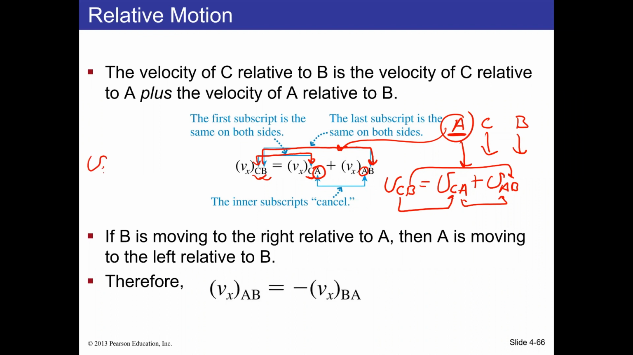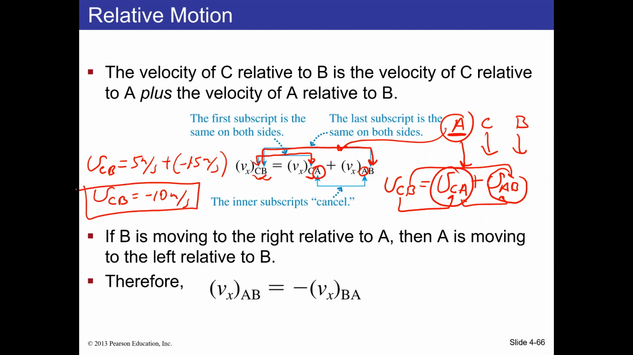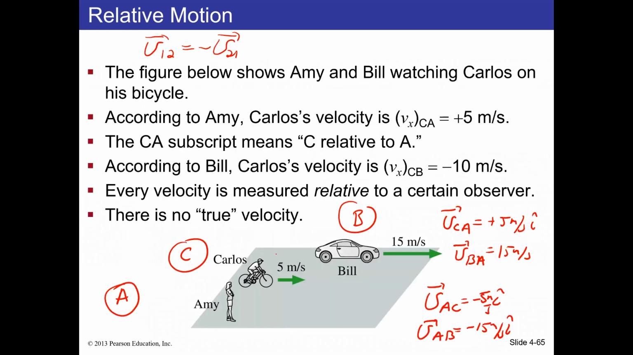So velocity of Carlos relative to Bill equals velocity of Carlos relative to Emmy, which we assume to be 5 meters per second, then plus velocity of Emmy relative to Bill, which remember was negative 15 meters per second. So then velocity of Carlos relative to Bill is negative 10 meters per second. So we didn't have to guess anything, we could actually calculate. And you can see that if you go back, that's what we have, right?